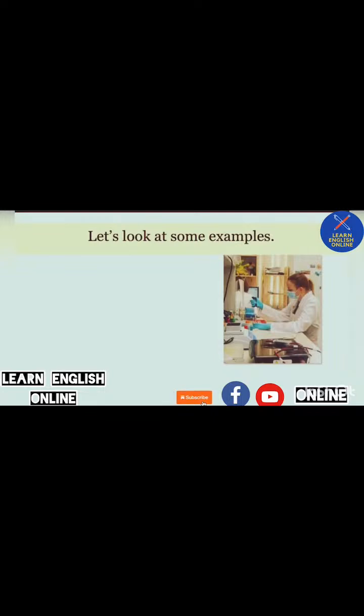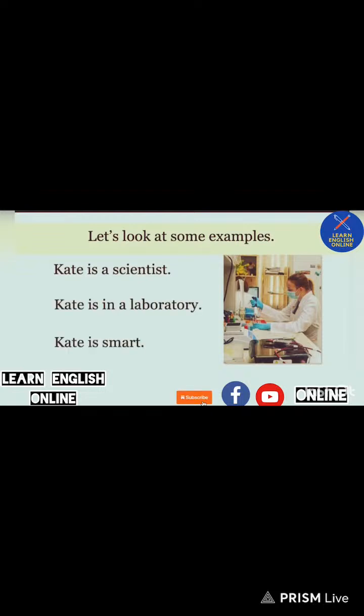Let's look at some examples. Kate is a scientist. Kate is in a laboratory. Kate is smart. In the first sentence, Kate is the subject. Is the be verb that connects the subject to a noun, scientist, that tells more about Kate.